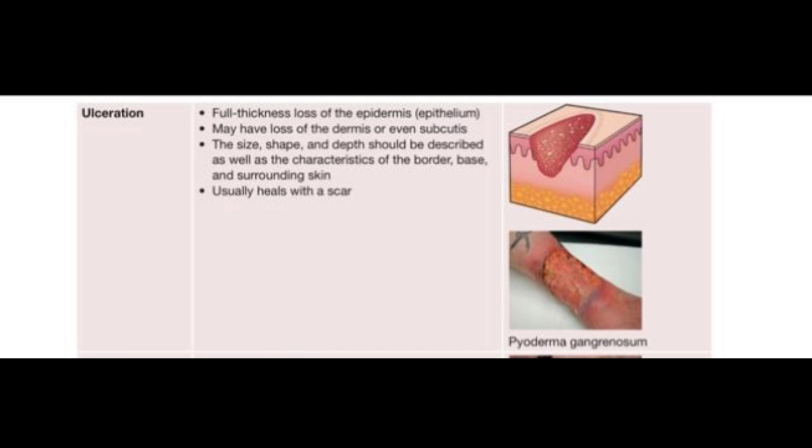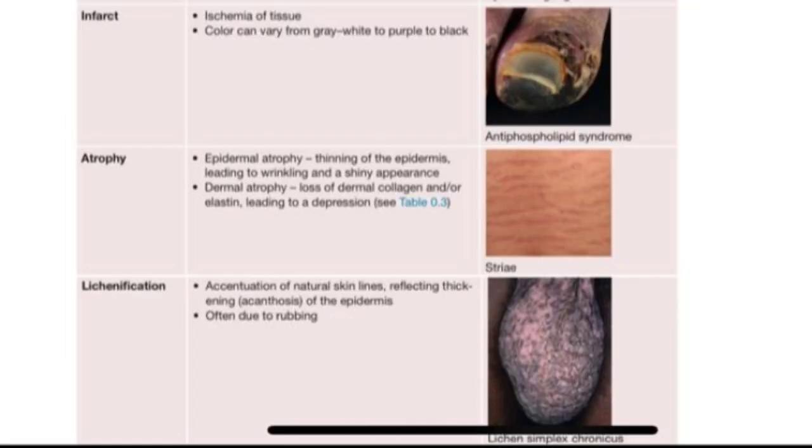Ulceration. Ulceration is a full thickness loss of epidermis. It may have loss of dermis or even subcutaneous tissue. The size, shape and depth should be described as well as the characteristics of the border, base and surrounding skin. An ulcer, since it is deep, usually heals with a scar.